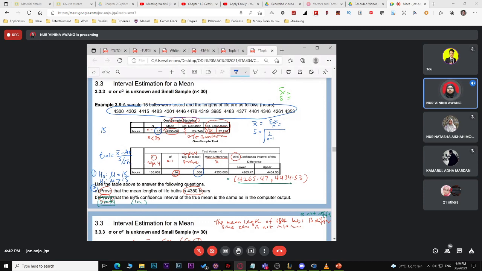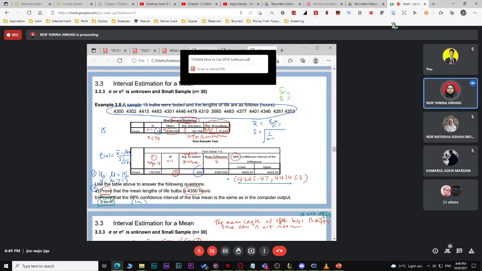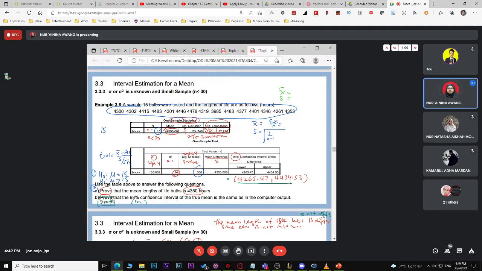And then kalau case two population, untuk soalan assignment tu untuk case two population memang semua orang kena guna SPSS. Kenapa?